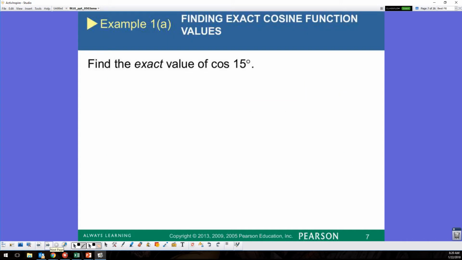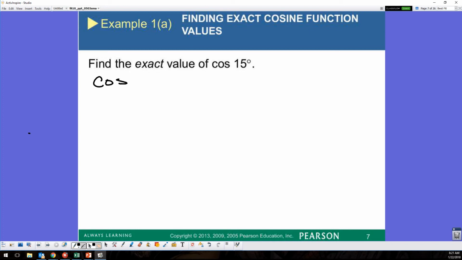Find the exact value of cosine 15. So I'm going to start this off with cosine of 15 degrees is equal to the cosine of something and something. 45 and 30. What am I going to do with the 45 and 30? Subtract, right? So it's going to be 45 degrees minus 30 degrees. Okay. That's going to work.